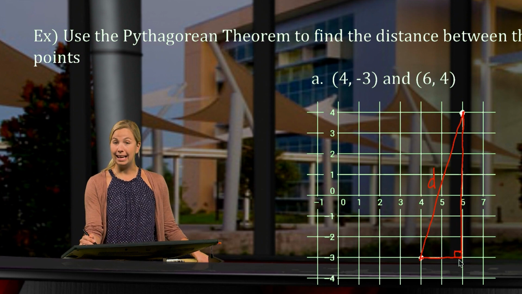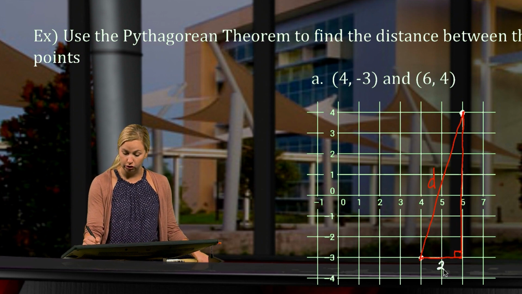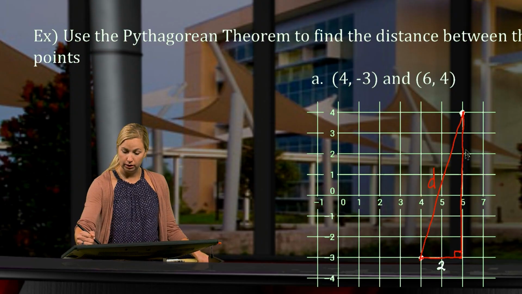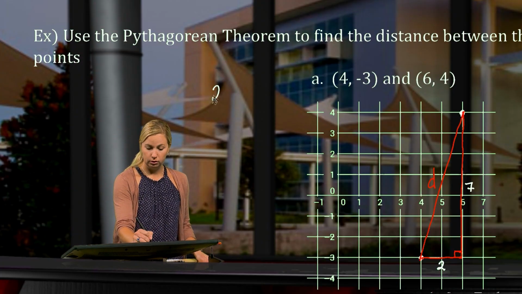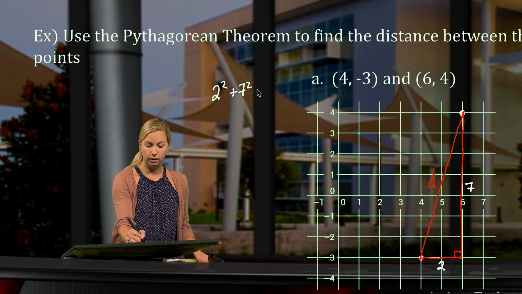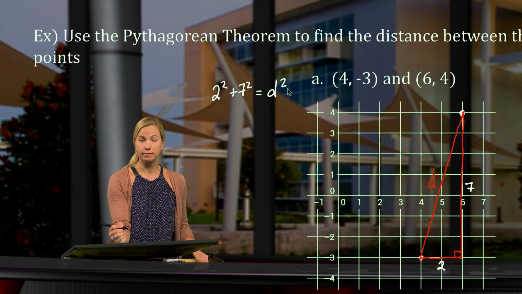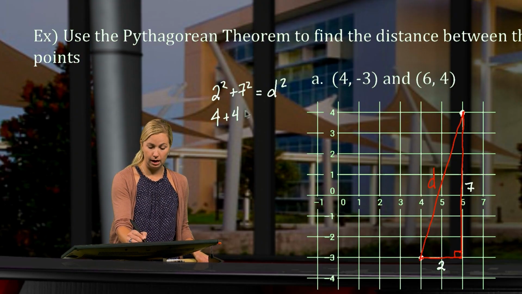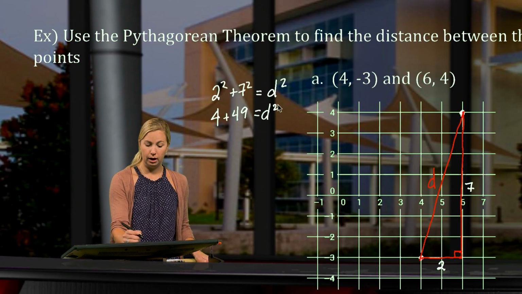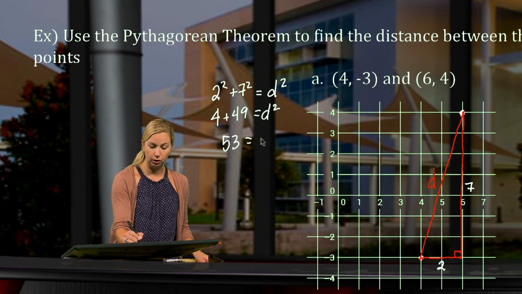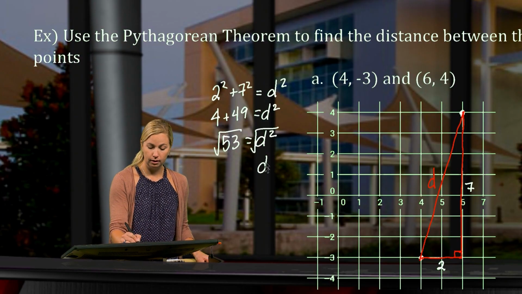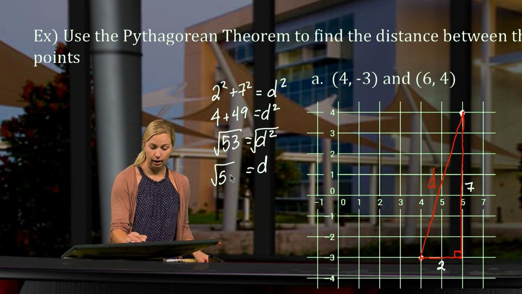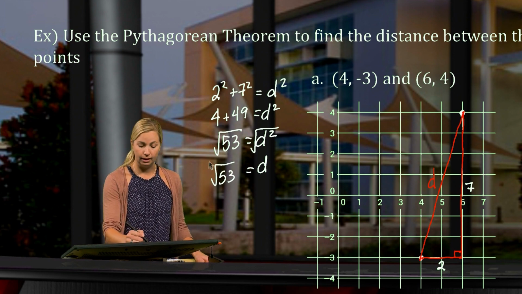So now we can label the sides of the triangle. This side is 2 units, where this side is 1, 2, 3, 4, 5, 6, 7 units long. And using the Pythagorean theorem, 2 squared plus 7 squared is equal to our distance squared. 4 plus 49 equals the distance squared, and 4 plus 49 is 53. To find the distance, we take the square root of both sides. And since 53 is a prime number, we won't be able to simplify this.